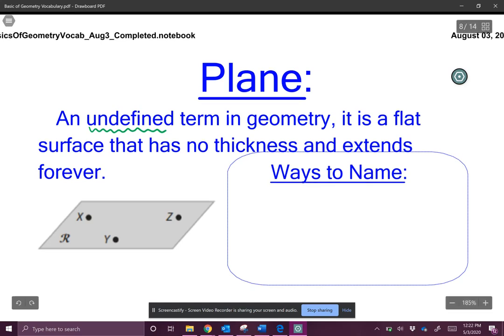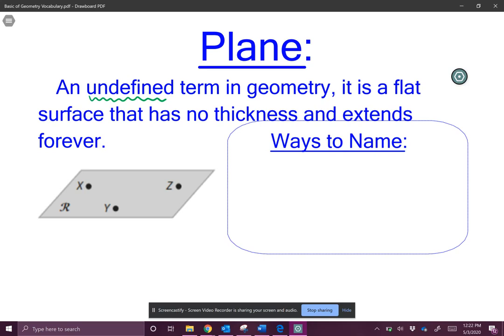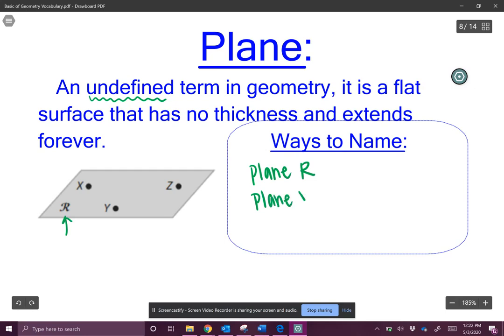So you can name planes in a lot of different ways. You can name this as plane R if you would like to. Plane R, because we have that R symbol that's on there. That R is kind of naming the plane. You could also name the plane XYZ if you would like to, including the points on there as well.